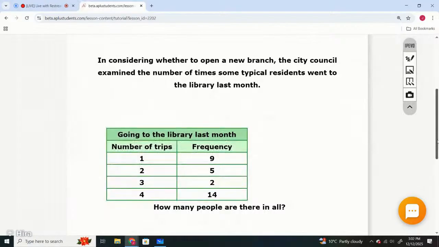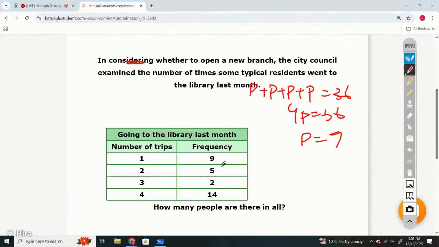In considering whether to open a new branch, the city council examined the number of times some typical residents went to the library last month. How many people are there in all? So we need to calculate the total who visited the library, right? We are given the table that has two columns, the number of trips and the frequency, right? So we need to add the frequency to calculate how many people are there in all.